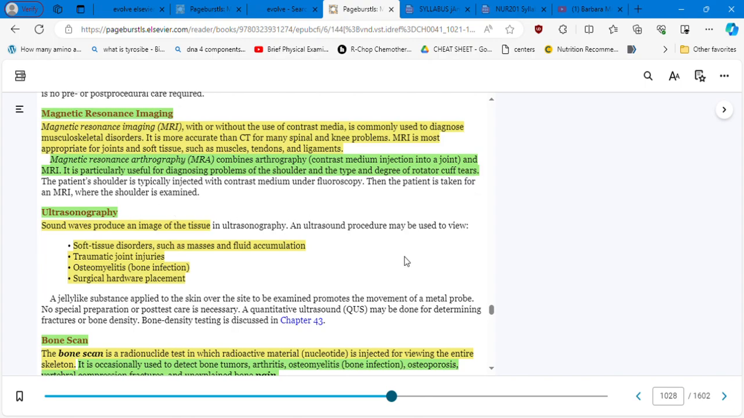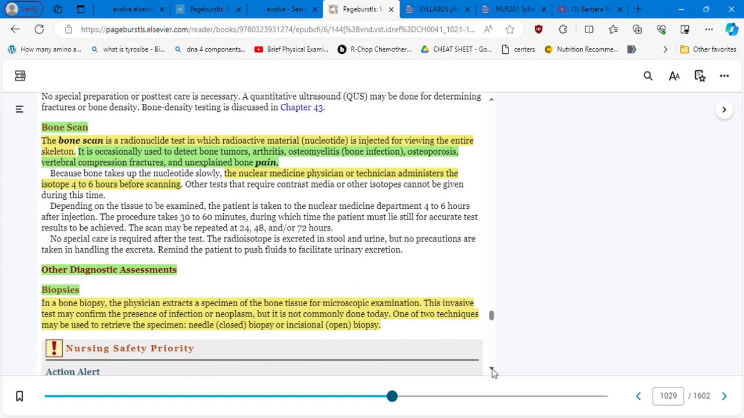Now, if we move to ultrasonography, sound waves produce an image of the tissue, and they are gonna be used to check for soft tissue disorders such as masses and fluid accumulation, traumatic joint injuries, osteomyelitis, which is bone infection, and surgical hardware placement.